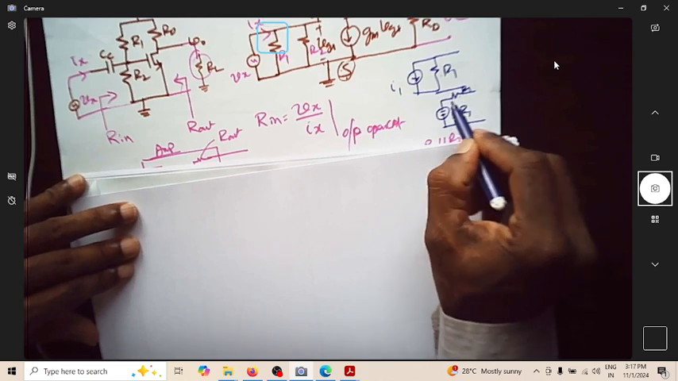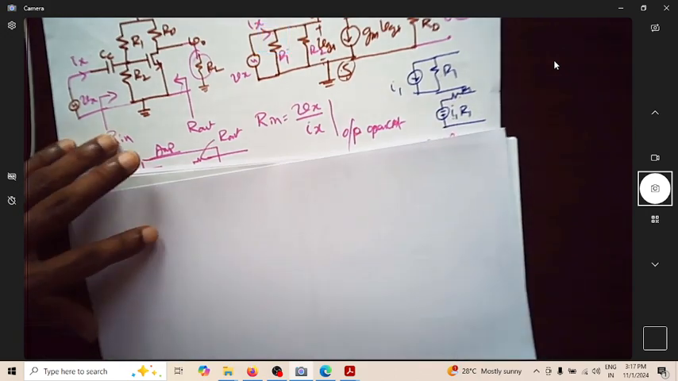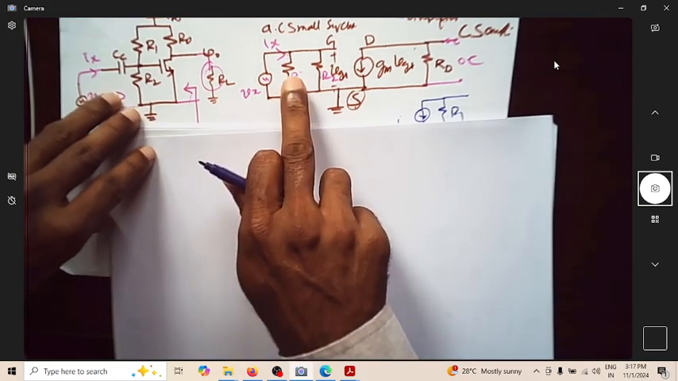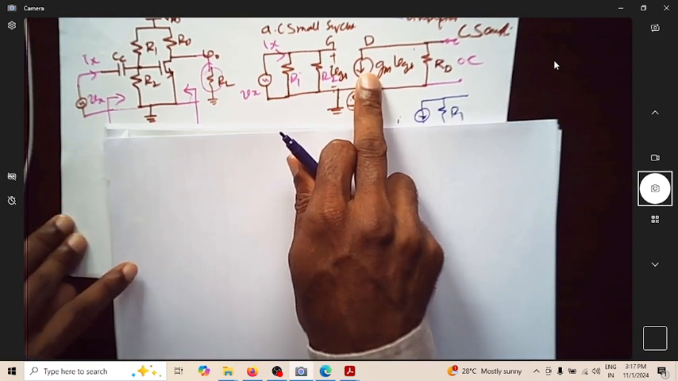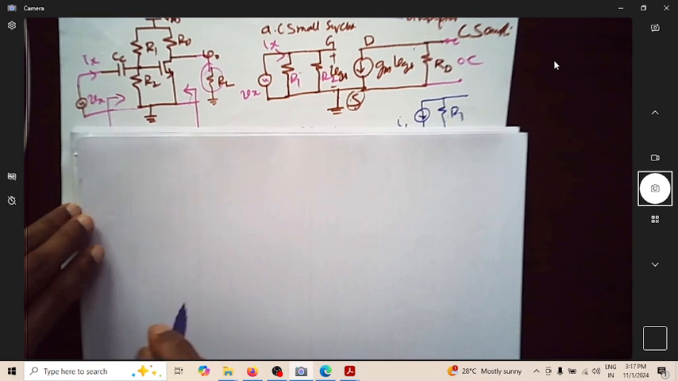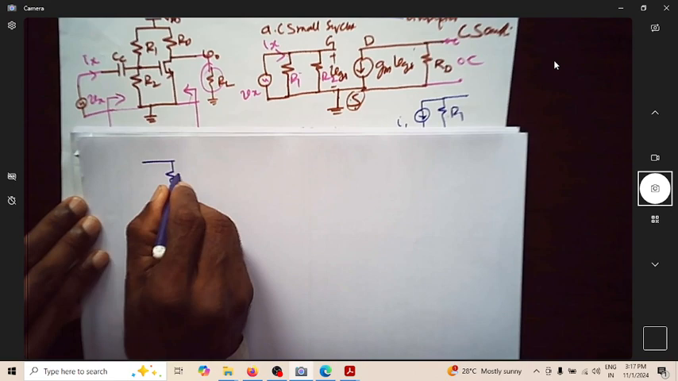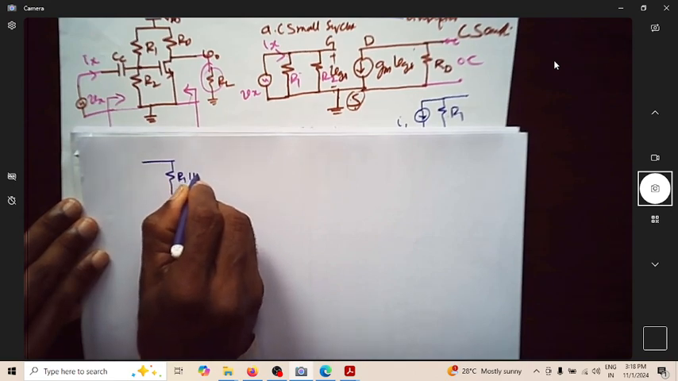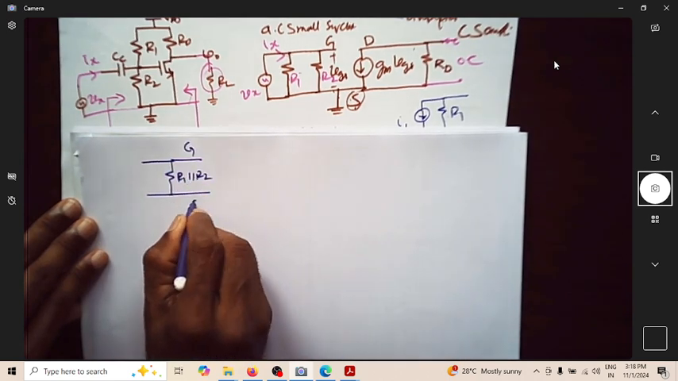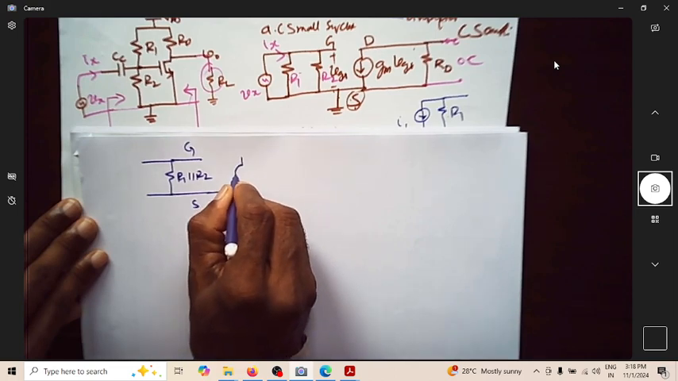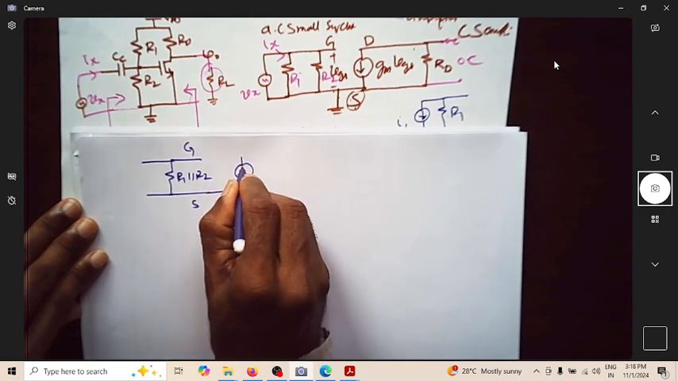So I can replace this current source with a resistance R1 by an equivalent voltage source with a resistance R1. So what is the voltage source magnitude? It is I1 into R1. This resistance which was there in shunt will become a series resistance. So I will rewrite this circuit by replacing this current source by an equivalent voltage source. So what is this now? I have R1 parallel R2. This is gate here, this is source here, and since this is now positive, this is negative.